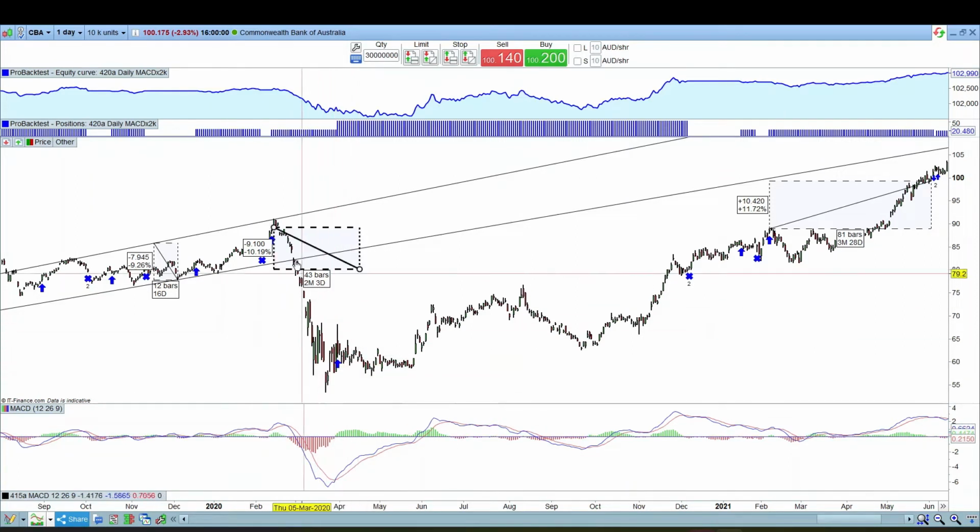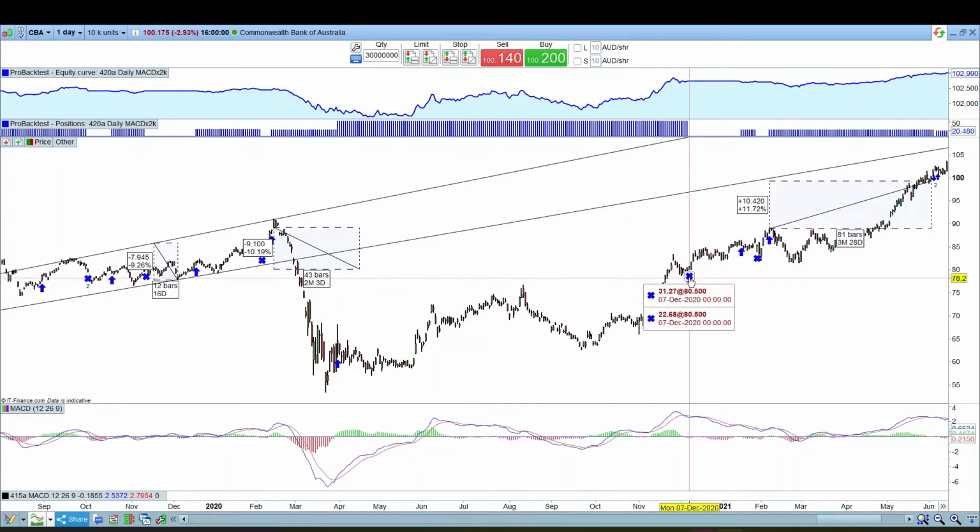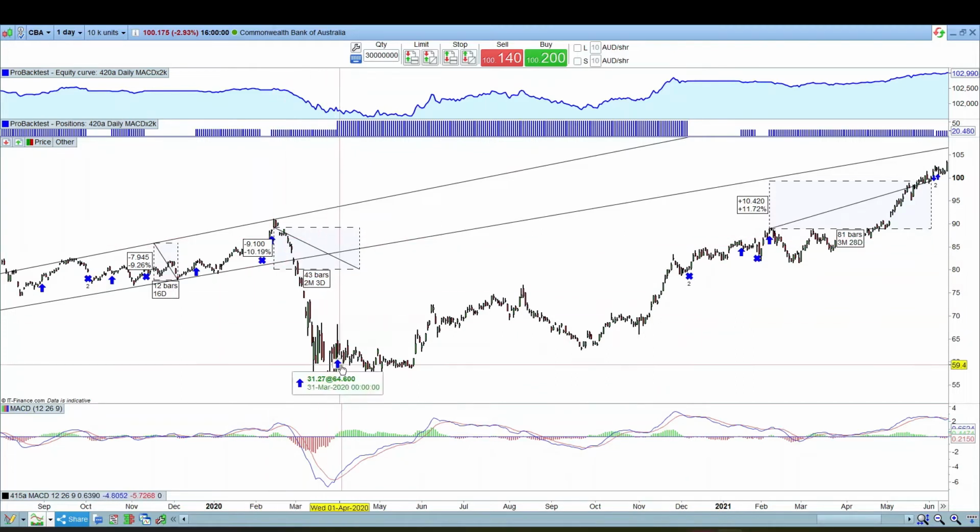Now notice we've now averaged down once, twice, and that's what that signifies there. We bought our first lot of shares there and our second lot of shares there. That's what that signifies. The trade keeps going for a few months until the end of the year, and we've exited the trade there after buying 2 lots of shares.